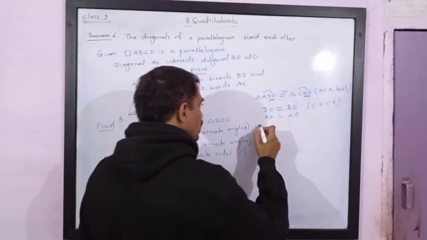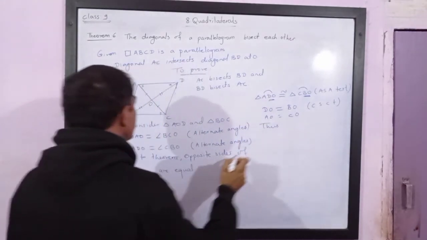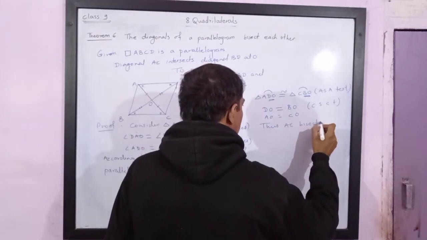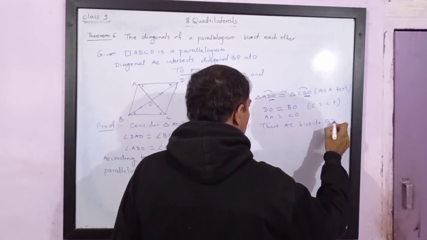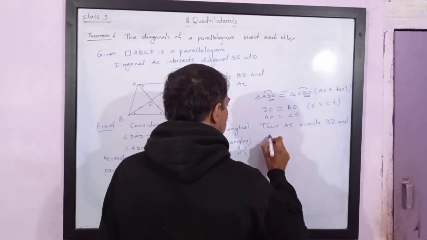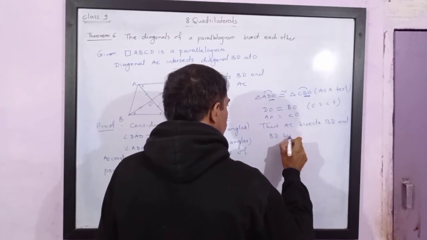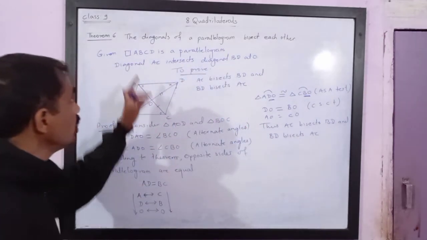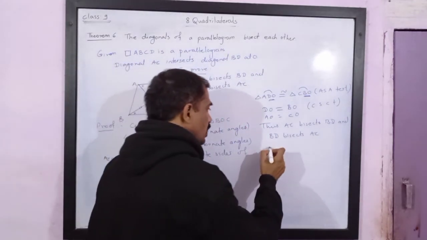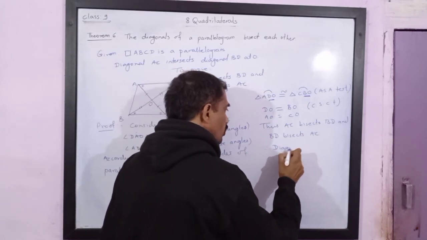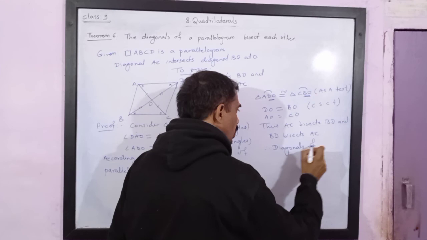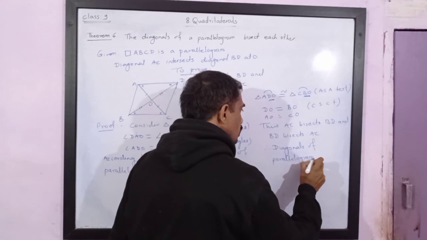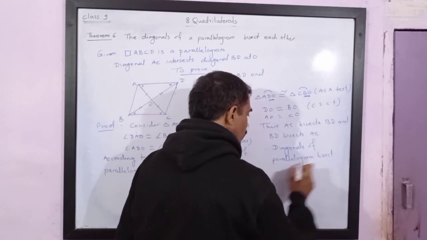So thus we can say that AC bisects BD and BD bisects AC. Hence, we can say that diagonals of parallelogram bisect each other. Therefore, diagonals of parallelogram bisect each other.